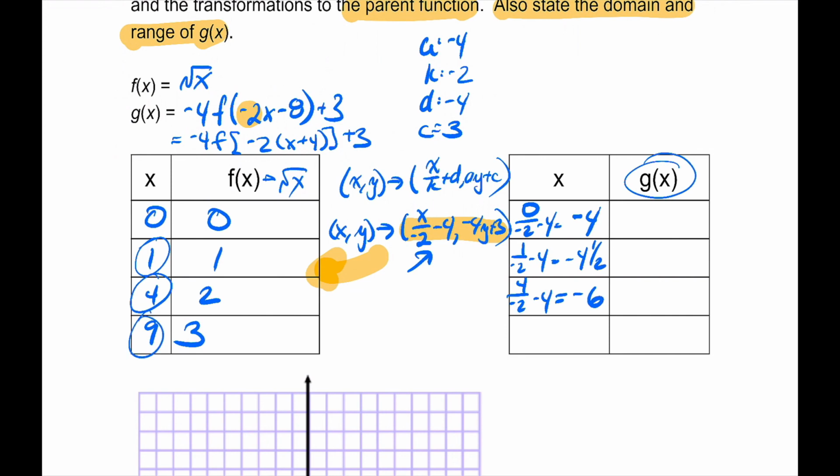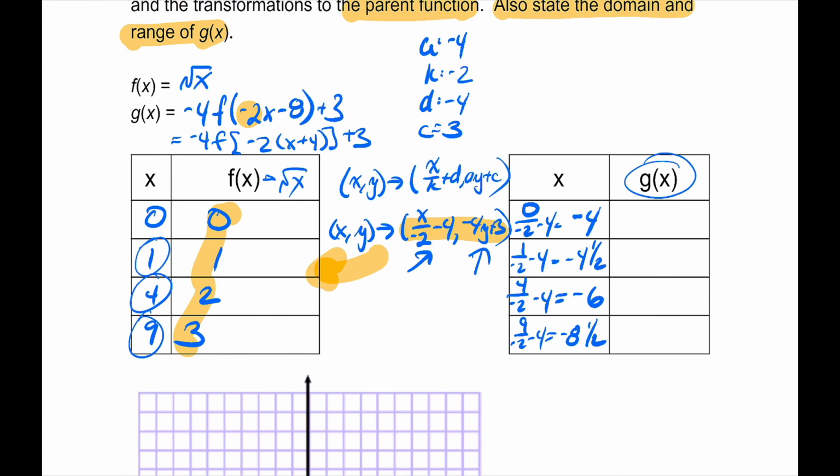Now finally we have 9. So 9 over negative 2 minus 4. Well, 9 over negative 2 is going to be negative 4.5, minus 4. That's going to be negative 8.5. So there are my new x coordinates. And we're doing the same thing now with the y coordinates, but we're applying it to that part of our mapping notation, and we're getting a new y coordinate.